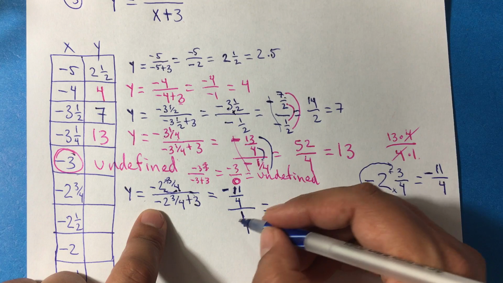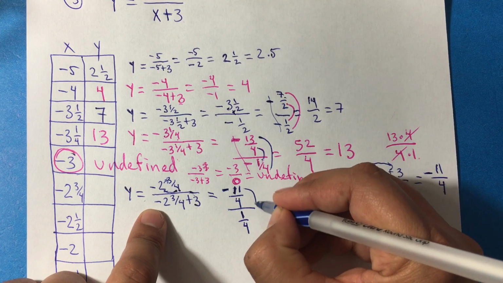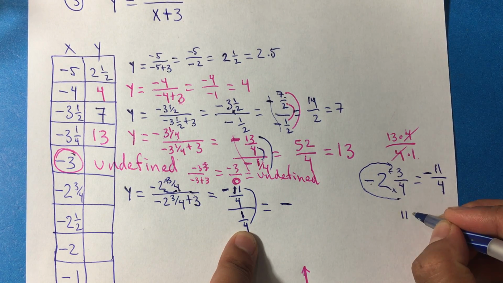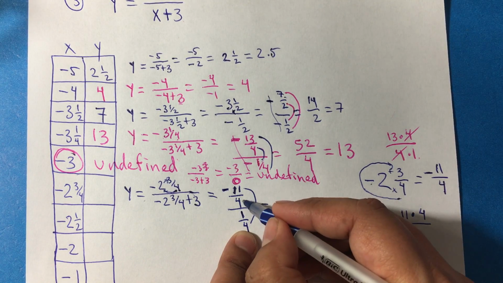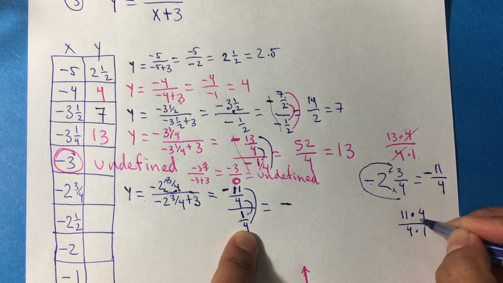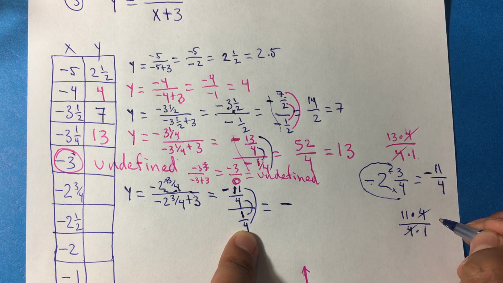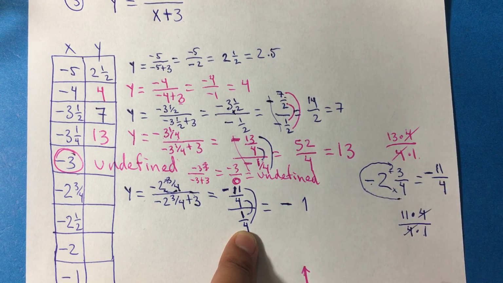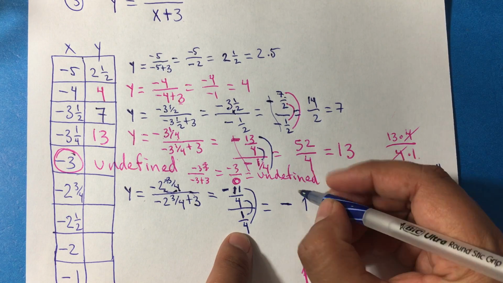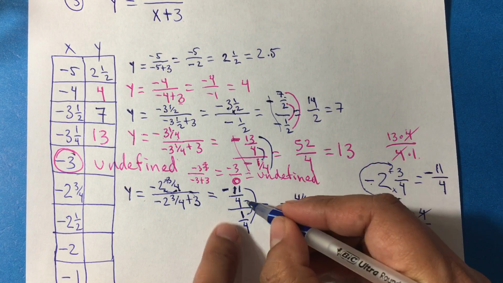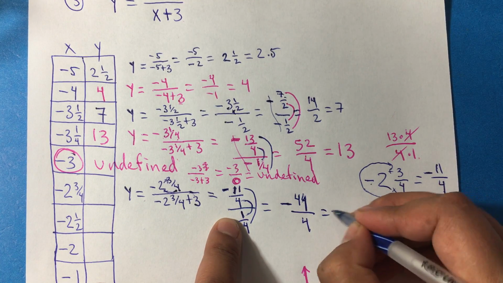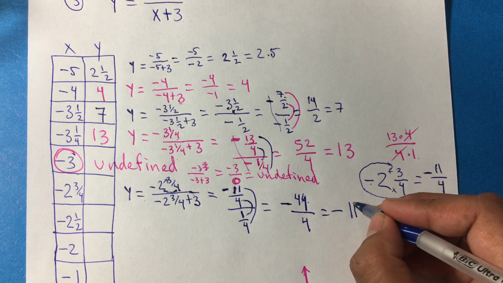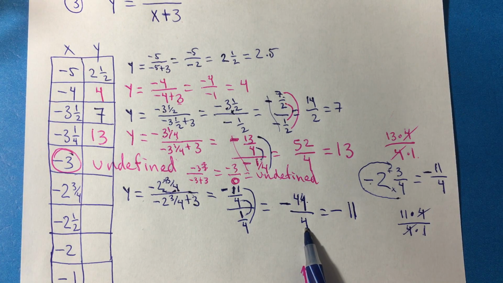Now, negative divided by positive is going to be negative. 11 times 4. Remember, we can do that already. So 11 times 4 divided by 4 times 1. The 4 divided by 4 cancels because it becomes 1. And 11 divided by 1 is 11. Negative 11. But if you want to see the whole process, negative 11 times 4 is negative 44. Over 4 times 1 is 4. And 44 divided by 4 is 11. But we bring over the negative. Or you can say negative 44 divided by positive 4 is negative 11.